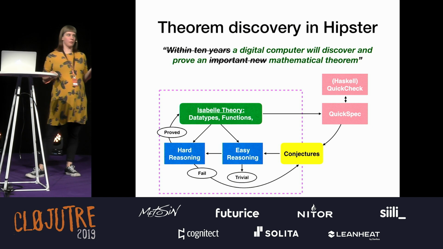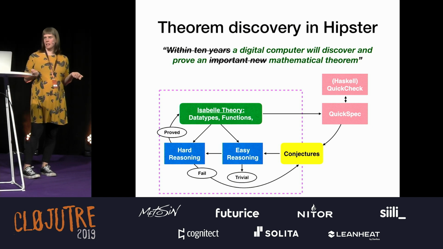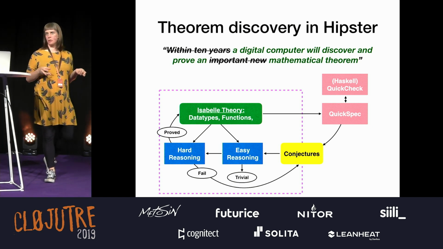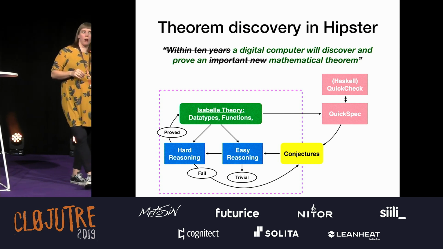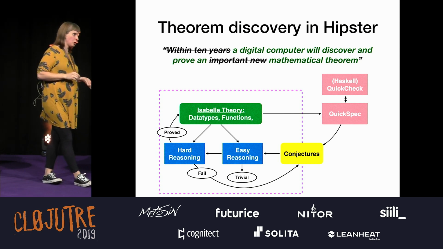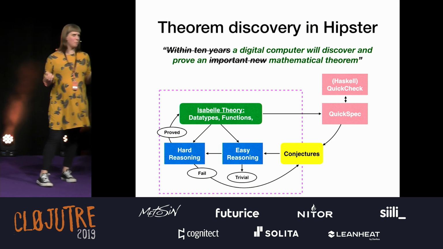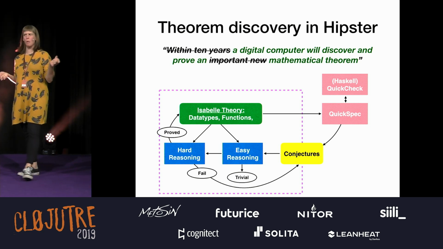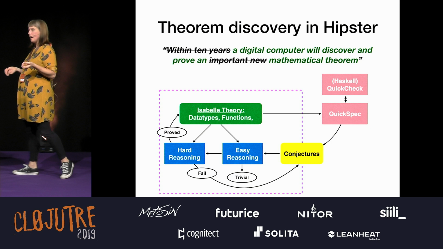Then it has a second phase, which I call hard reasoning. In this case, it's a parameter to the system. Here, I let hard reasoning be proofs by induction, because if you need induction, then it's maybe worth showing to the human.